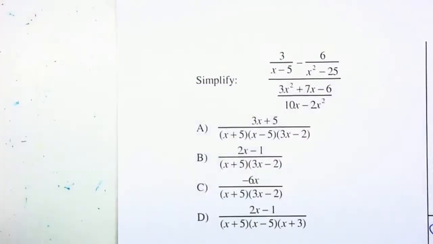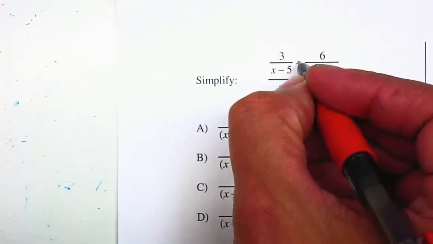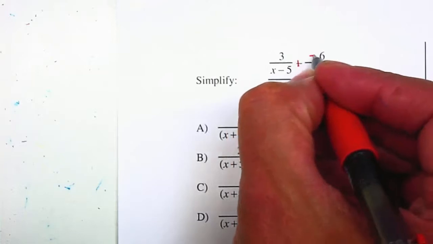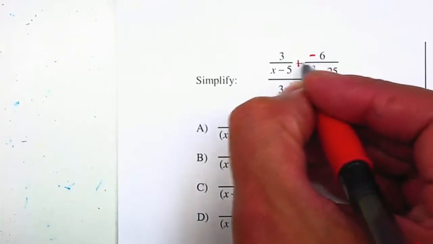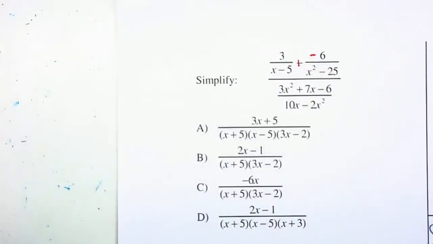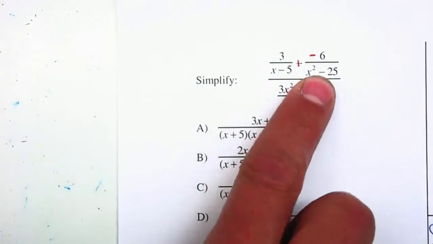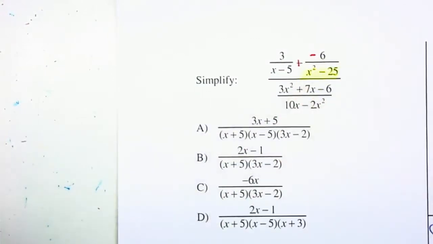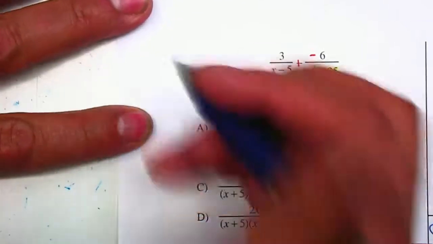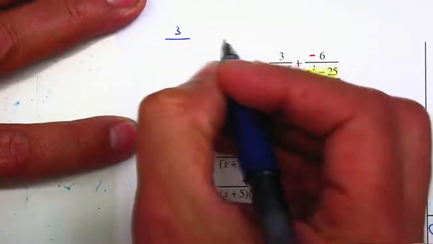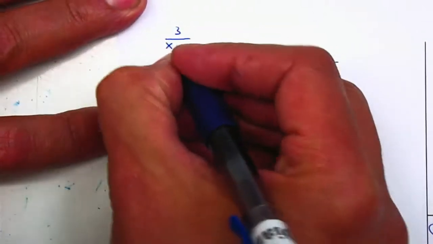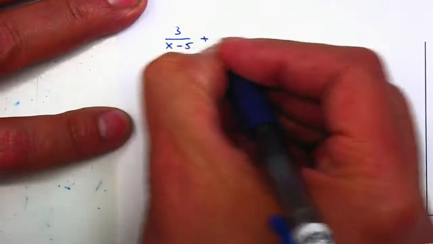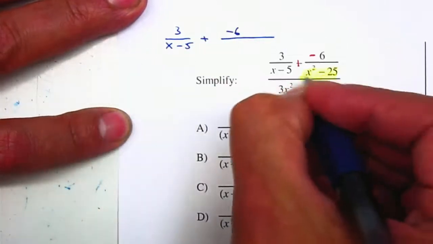Now, in order to be able to add or subtract both fractions, I need to have the same denominator. But the first thing I'm going to do, I'm going to change my subtraction to an addition by making whatever's to the right the opposite. In this case, there's only a 6, so the negative belongs to the 6. And I'm going to factor my denominator. So therefore, let me do the work above. I have a 3 and x minus 5 on the first fraction, plus negative 6. And I'm going to factor the denominator.